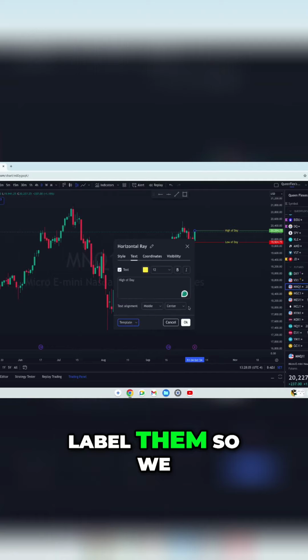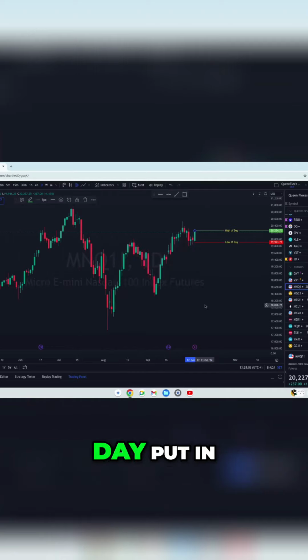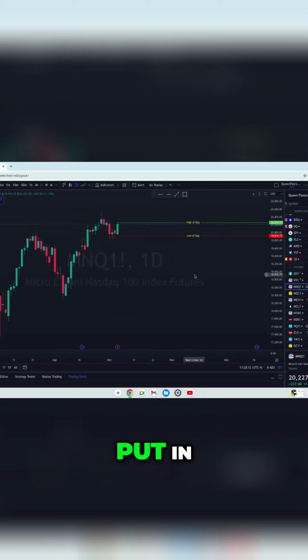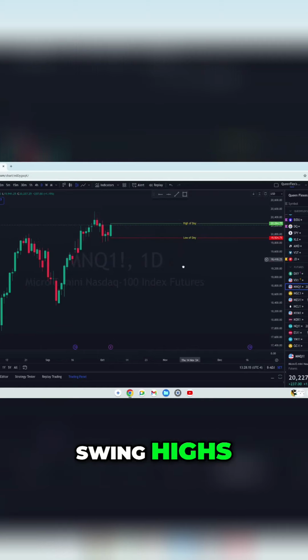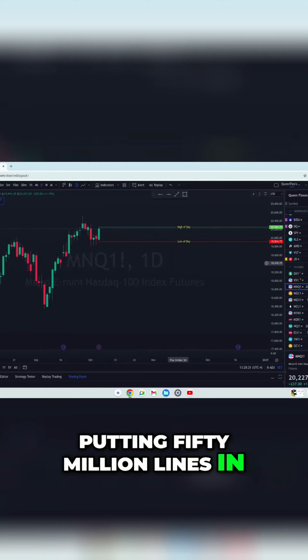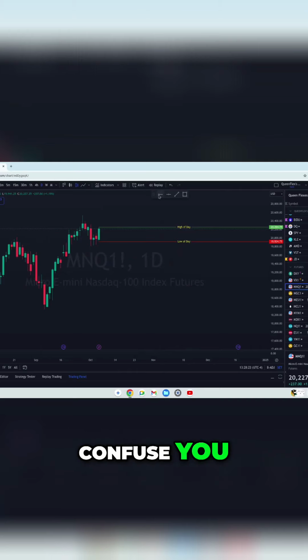All right. So we have our high of day put in. We have our low of day put in. Now we need to put in our swing lows and swing highs, the ones that are important. Don't go in there putting 50 million lines in. It's just going to confuse you.